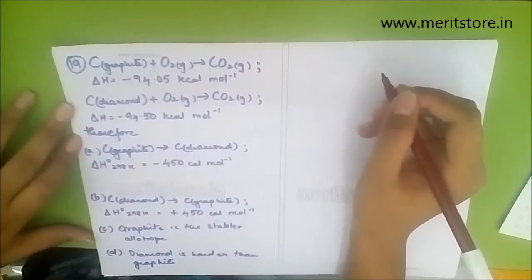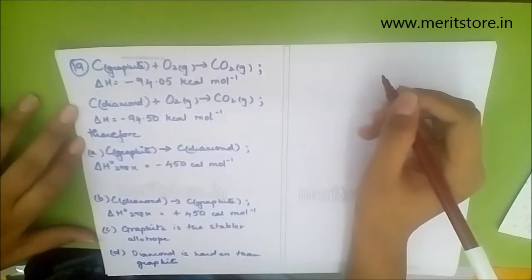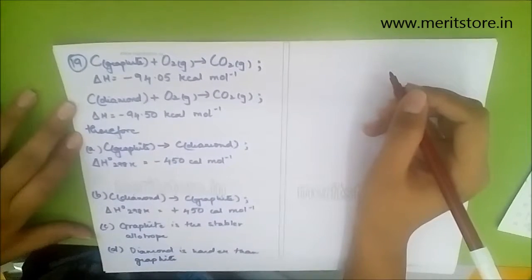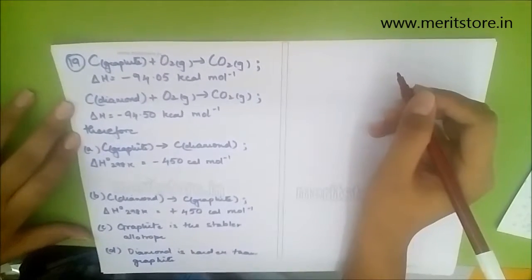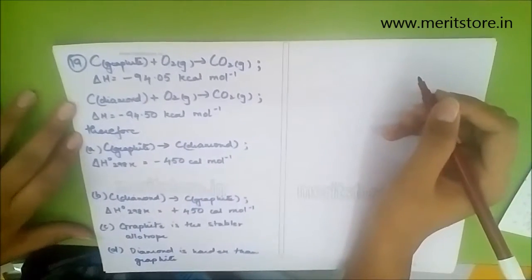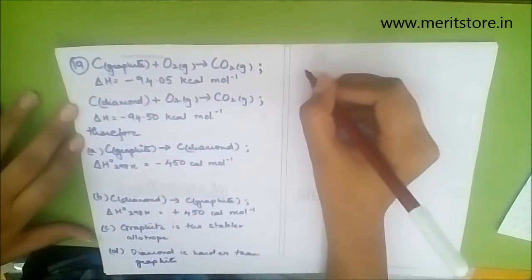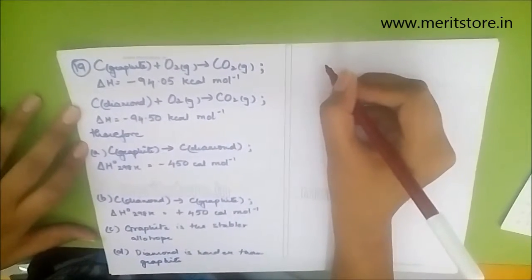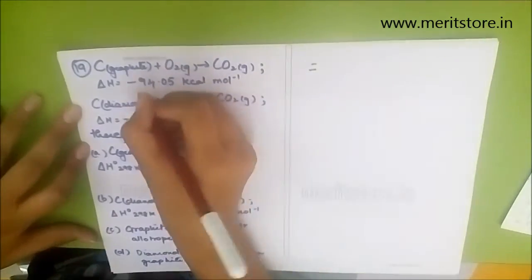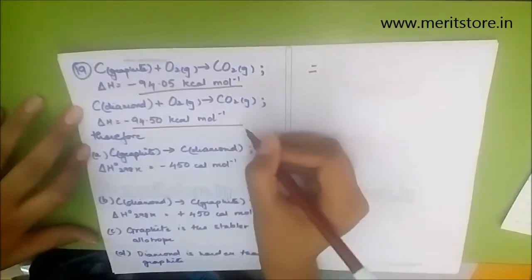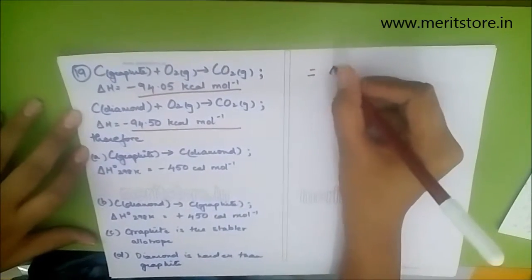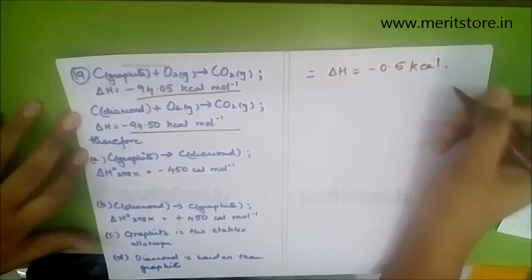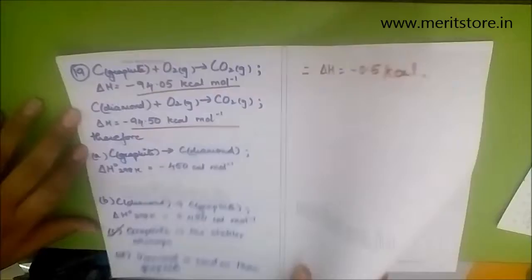For the given reactions, the change in enthalpy for graphite is minus 94.05 kilocalories per mole, and for diamond is minus 94.5 kilocalories per mole. Now therefore, of the options given below, the most suitable option here is that graphite is the stable allotrope, as the transformation energy from graphite to diamond is only 0.5 kilocalories. Therefore, graphite is the stabler allotrope.